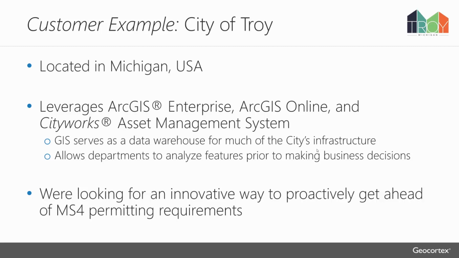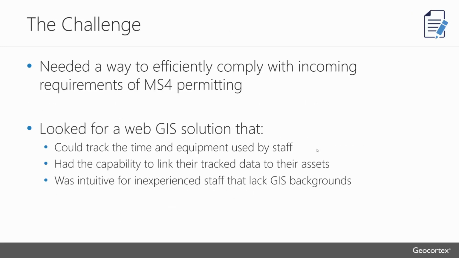However, the city of Troy were still looking for an innovative way to proactively get ahead of MS4 permitting requirements, which are required by the Clean Water Act in the United States. If you're not familiar, MS4 refers to Municipal Separate Storm Sewer System Permitting, kind of a tongue twister, which requires the city to maintain records of its preventative maintenance activities against its stormwater system.